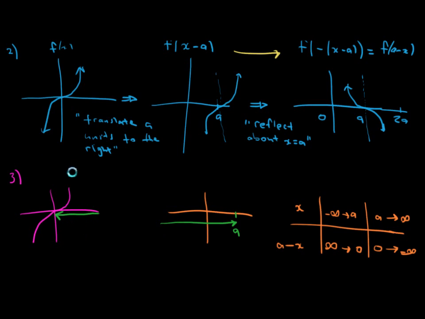So we start off at infinity and we come down to 0. I haven't drawn that just because I haven't been drawing that bit on these other graphs. And then what happens on this side, when we go from a to infinity, we go from 0 to minus infinity. So we start at 0 and go down to negative infinity.